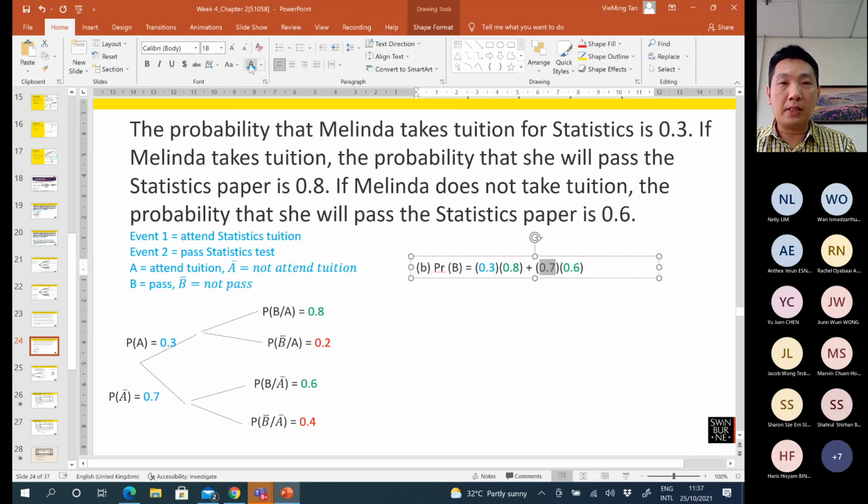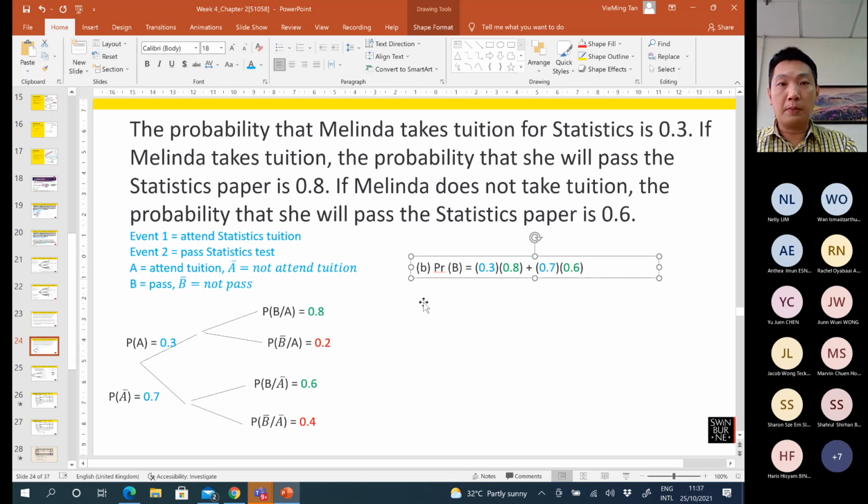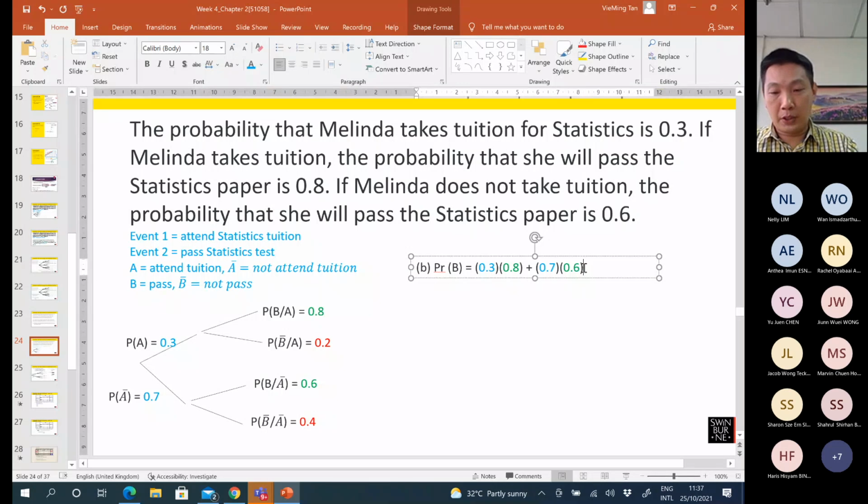This question is asking about the second event probability value, but the second event depends on the first event as well. So you need to consider the first event probability as well. So these are the two possible pathways in order to pass the statistics test. All right. Then you simplify this expression. Okay. This one you get 0.24, right?